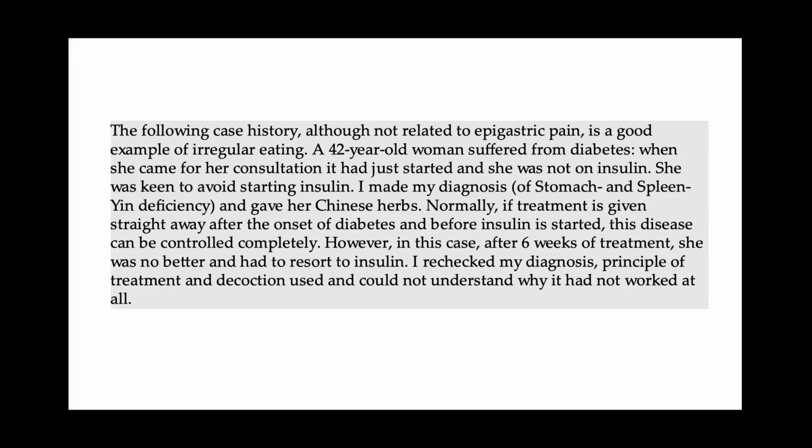A 42-year-old woman suffered from diabetes. When she came for her consultation, it had just started and she was not on insulin. She was keen to avoid starting insulin. The diagnosis of stomach and spleen deficiency was made and she was given Chinese herbs. Normally, if treatment is given straight away after the onset of diabetes and before insulin is started, this disease can be controlled completely. However, in this case, after 6 weeks of treatment, she was no better and had to resort to insulin. The diagnosis was rechecked, as were the principle of treatment and the decoction used, and I could not understand why it had not worked at all.